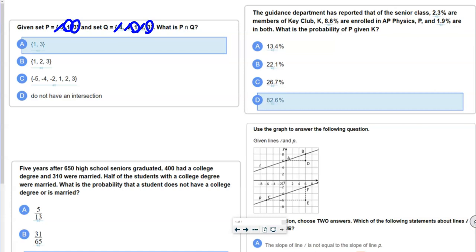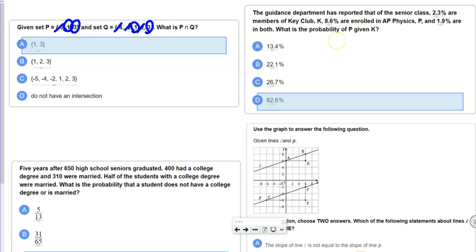So what I want to remind you guys, we're going to go ahead and read this problem, then we're going to talk about how to approach it. So it says the guidance department has reported that the senior class 2.3% are members of the Key Club, K, and 8.6% are enrolled in AP Physics, P, and 1.9% are in both. Okay, so this is our key.